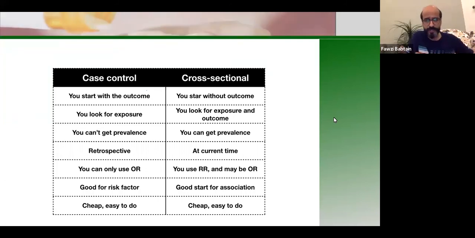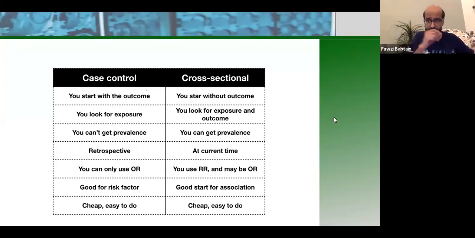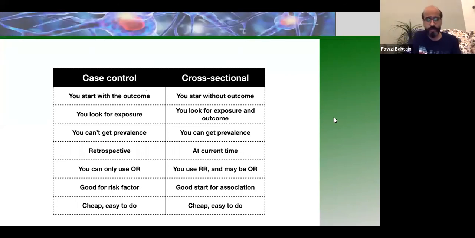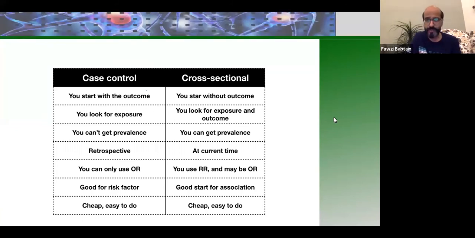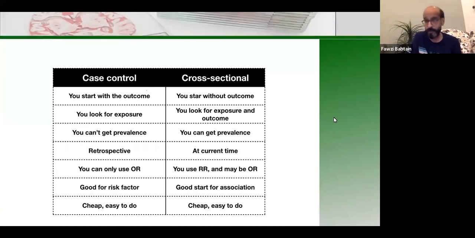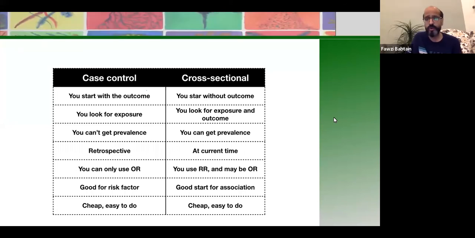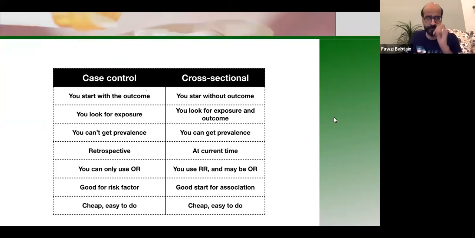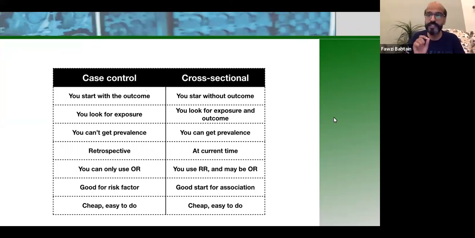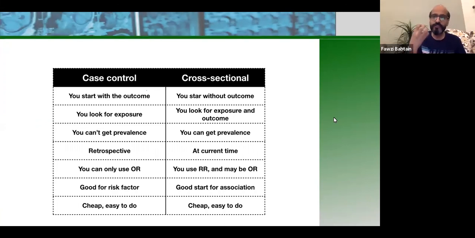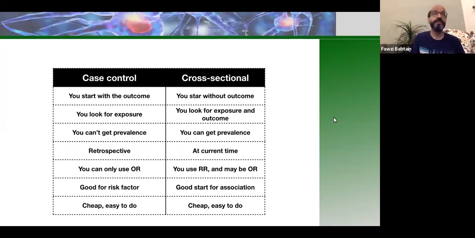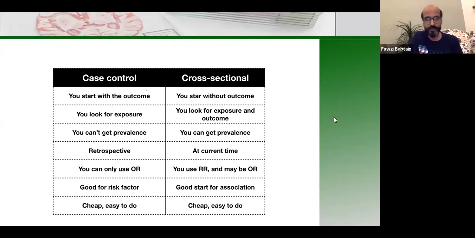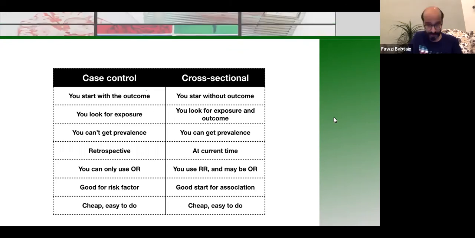Case control is retrospective because you go to the past, you ask about the past. While cross-sectional, it is the current time. In case control, you can only estimate the odds ratio, while in cross-sectional, you can estimate the relative risk or odds ratio. These are measures of association that are very important to use to objectively quantify either the risk or the association. فهذه مهمة. طبعا case control is good for risk factor. Cross-sectional is good for association.